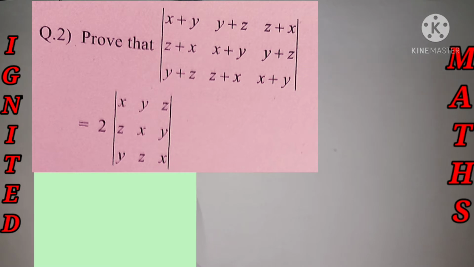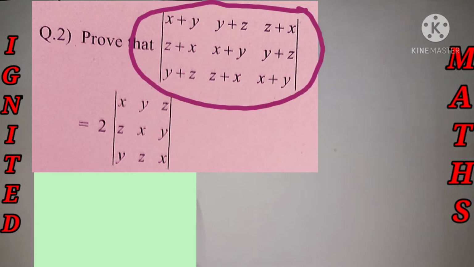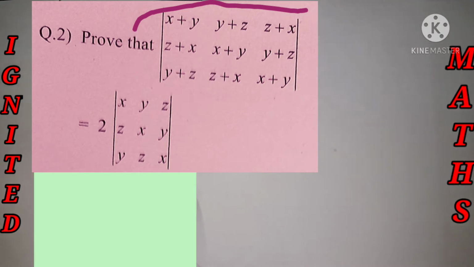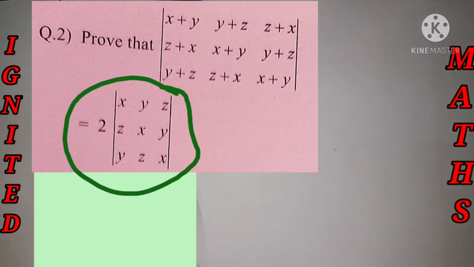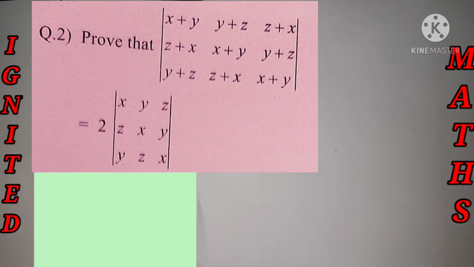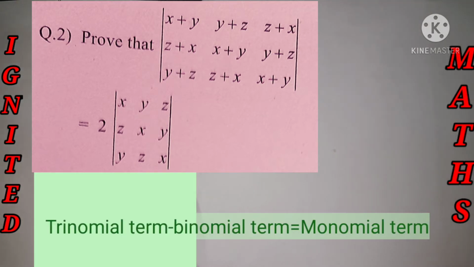Let's get started. In the LHS, we can see that binomial terms are present in each and every row and column. But in the RHS value, all the monomial terms are present. How can we convert the binomial terms into monomial terms? For example, take the trinomial term and subtract the binomial term. We will get the monomial term.